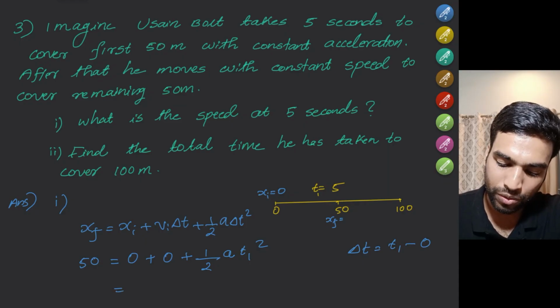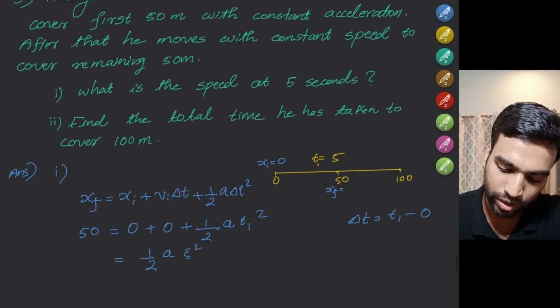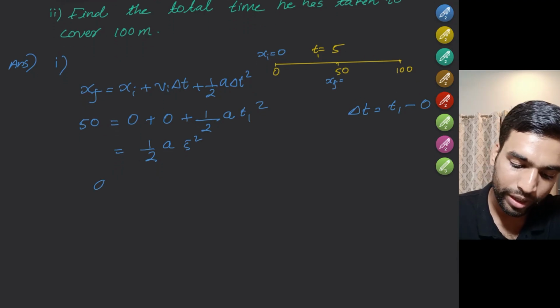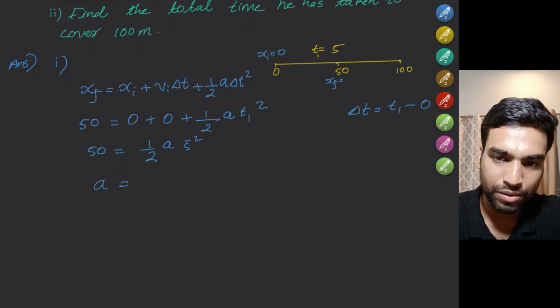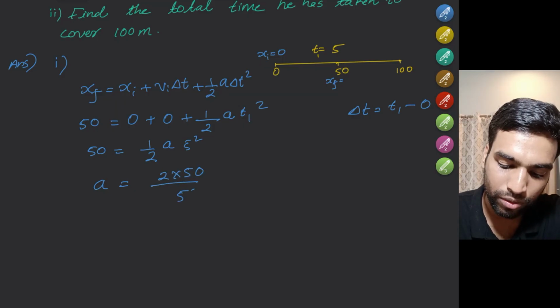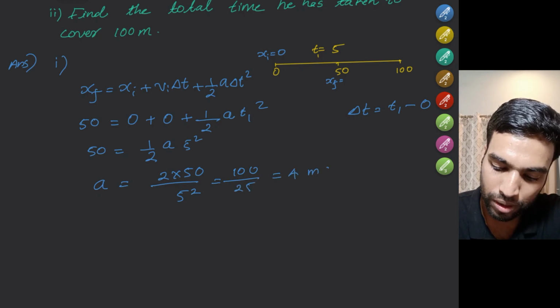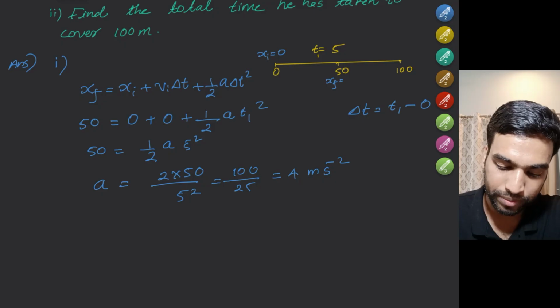So I can write half into a into t1 square. Now that t1 square is nothing but 5 square, right? So half into a into 5 square. Now I can isolate a. Left side is 50, so a equals 2 into 50 divided by 5 square. So 100 divided by 25, which is of course 4 meters per second square.